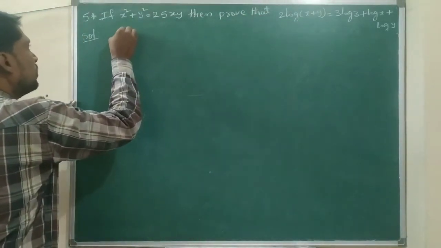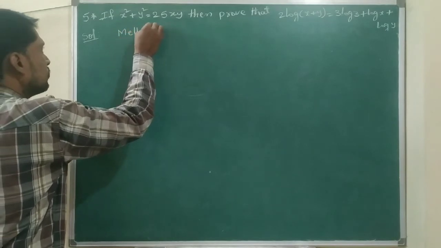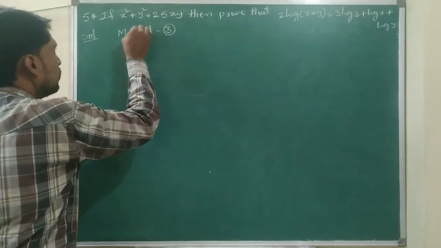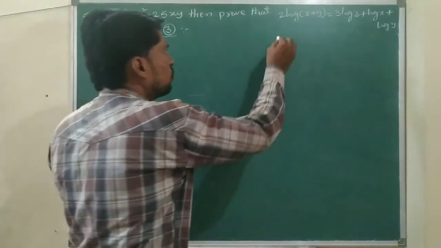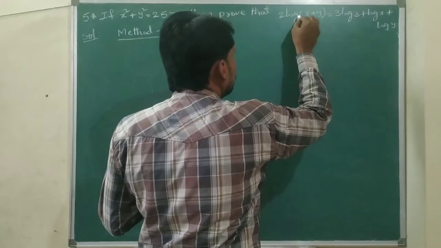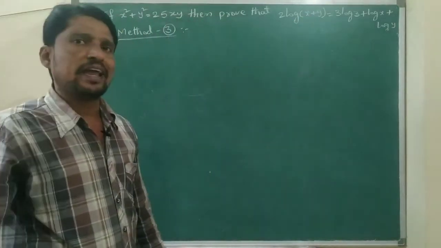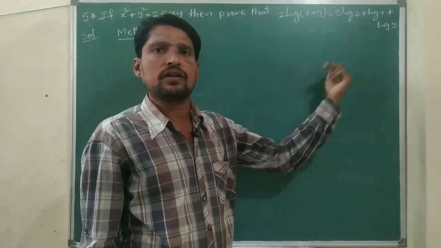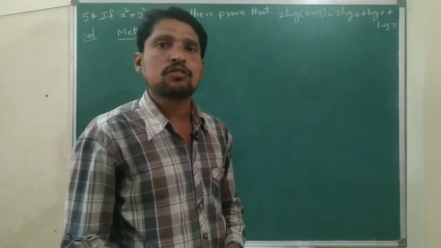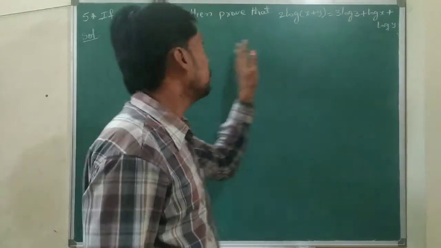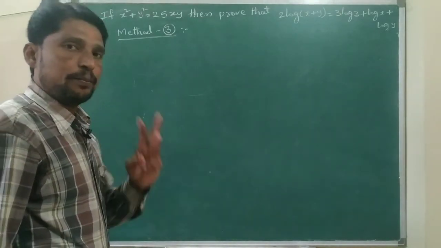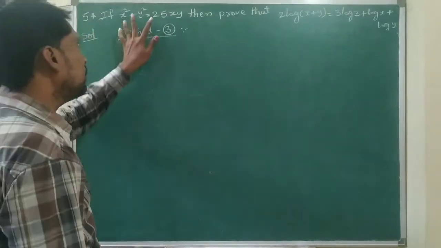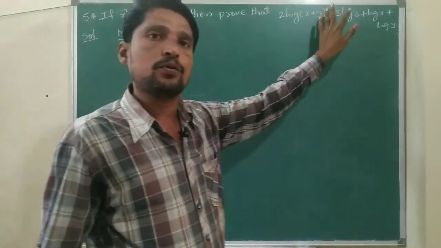So this is method number 3. What is method number 3? I am taking this total, 2 times log of x plus y equals 3 times log 3 plus log x plus log y. I take this total and I prove this one. Okay, this is method number 3. In method number 4, I take this one and prove that one.